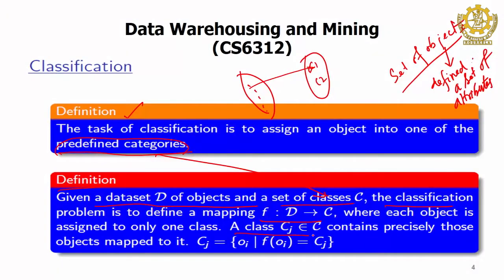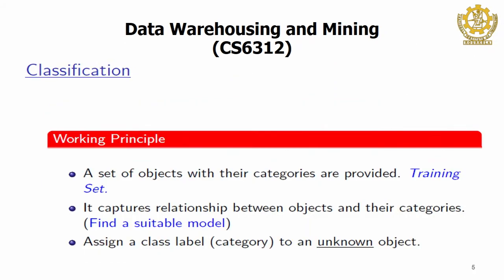In this more formal way, a class is precisely the set of objects mapped by this function to class J. We will see some example here. So, that is the formal definition of classification. We should have data objects and categories, and then we map each object to any one of the categories.